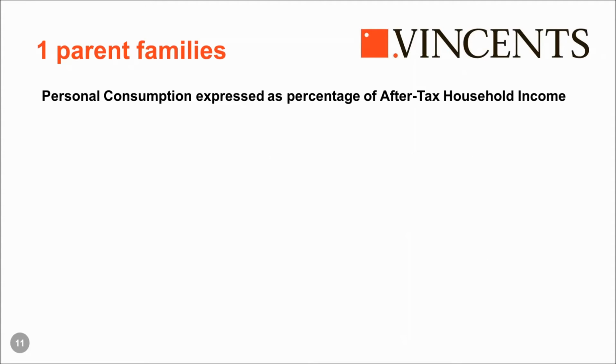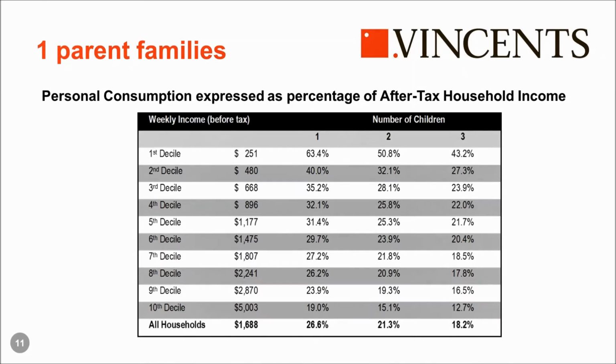The second one here is a table with regards to one-parent families, and the reason why these percentages of personal consumption are higher is that there are certain items which are adult expenditure that would be completely saved upon the death of the deceased.